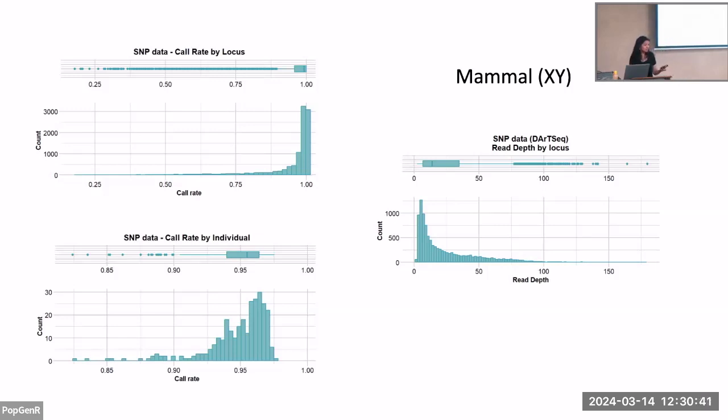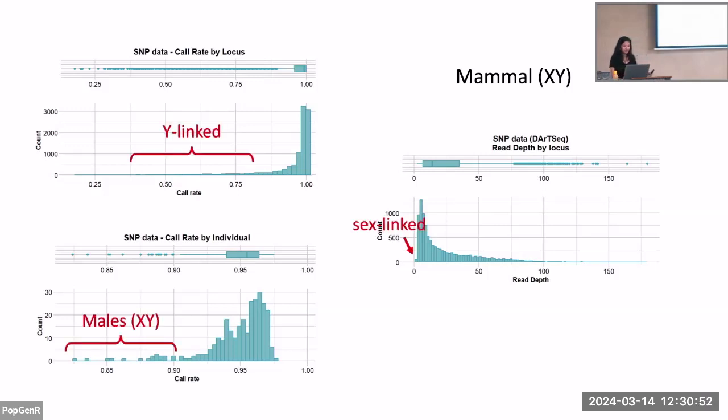Yeah, you might remove individuals differentially between the sexes. Something else? It's pretty much part of the same thing. So for example, these poorly called loci, many of them are likely to be Y-linked. And over here, poorly called individuals are likely to be males because males only have one X chromosome, therefore, they have less chance of getting all the X loci called. And over here, these tiny ones, there will be many sex-linked loci that have a poor read depth simply because they don't exist in some individuals.